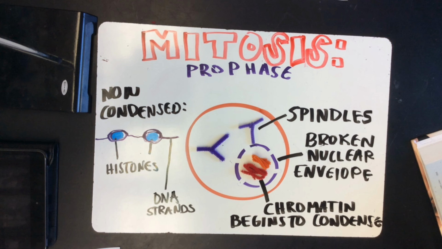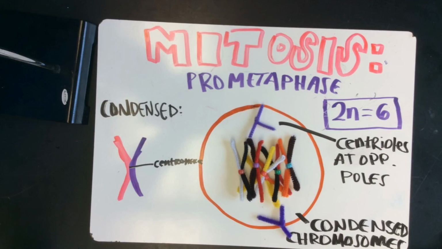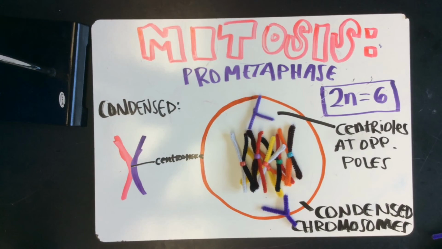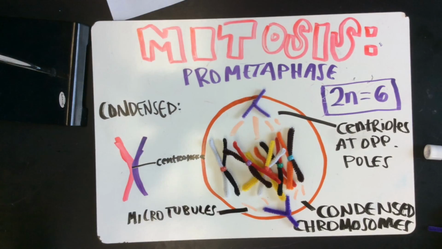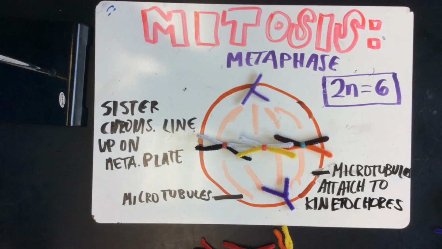Next is the prometaphase, where further fragmentation brings about the breaking down of the nuclear envelope, and the centromere is connected to the kinetochore of each of the sister chromatids. In metaphase, centrosomes are now at opposite poles of the cell, and the chromosomes' centromeres line up on the metaphase plate. Microtubules attach to the kinetochores.